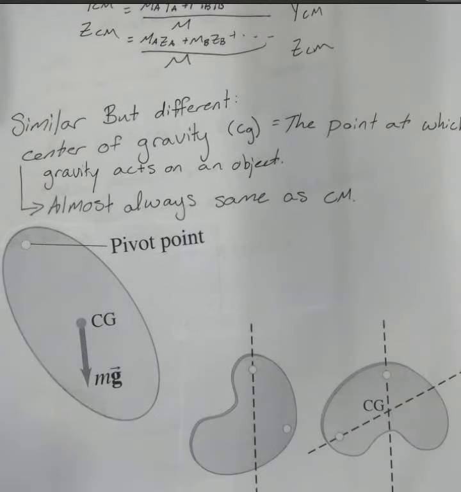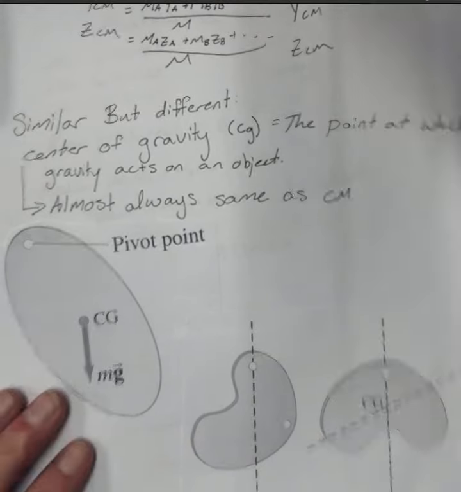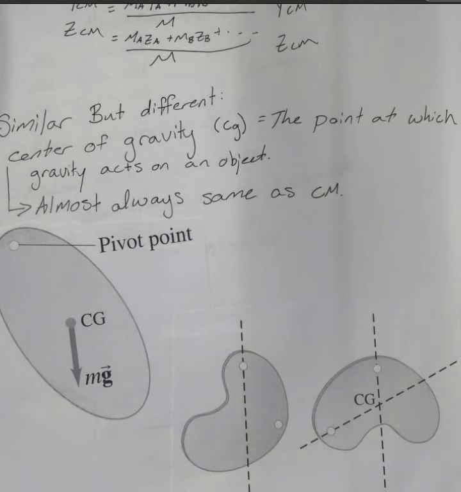Now, we're going to talk about a value that's similar to the center of mass, but a little bit different. It's the center of gravity. Center of gravity is given as the point at which gravity acts on an object. For most practical purposes, the center of gravity and the center of mass are the same thing. The center of gravity is what we consider the point where all of the force of gravity is acting on the object. So it's the sum of how gravity is pulling on every single one of those particles, and that sum can be found right at that point.